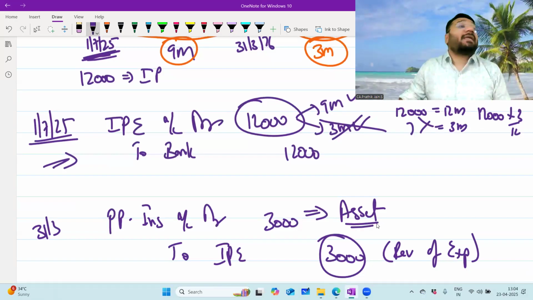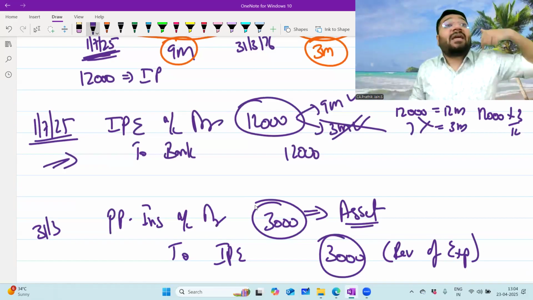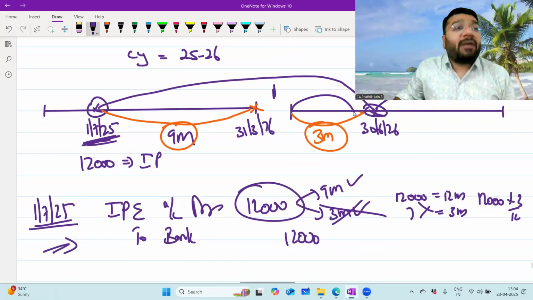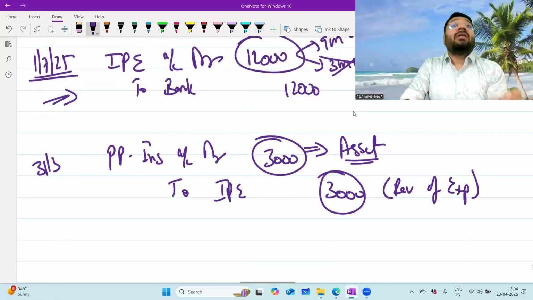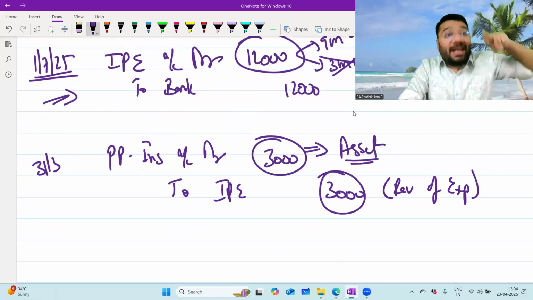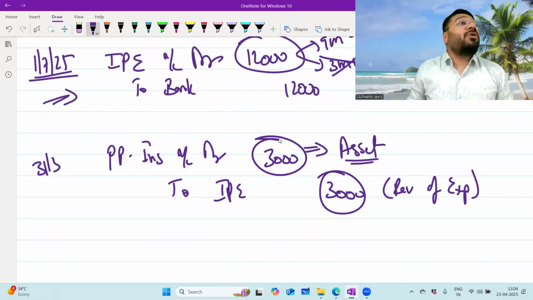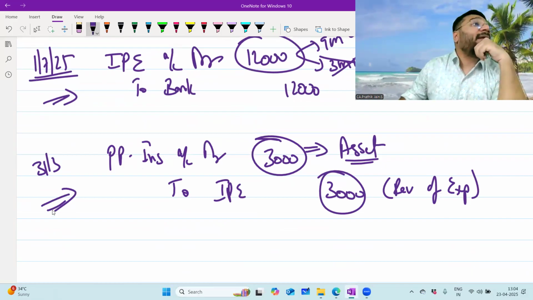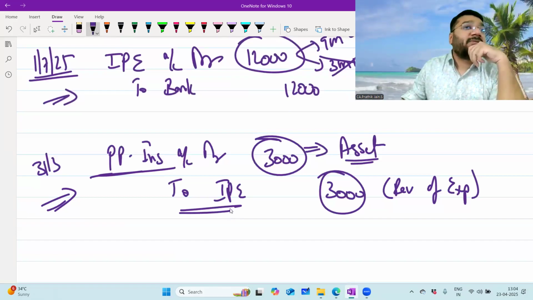Sir, why do you call this an asset? Because of the 3,000 rupees that I paid, for this I'll receive service in future. In the next 3 months, the insurance company will provide me services. I'll get benefit in future. So what is an asset? Anything that I own in the business, or anything that I receive in future, is an asset. So here 3,000 worth of service I'm going to receive in future, hence it is my asset. So this is your rectifying entry: prepaid insurance to insurance premium expenses.